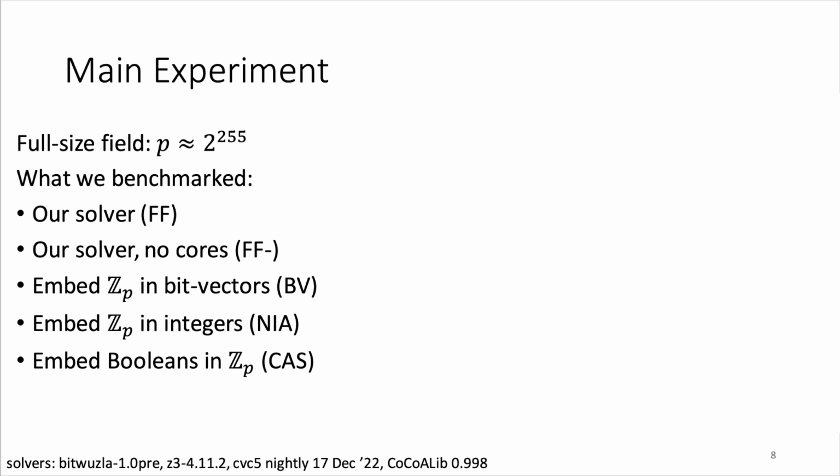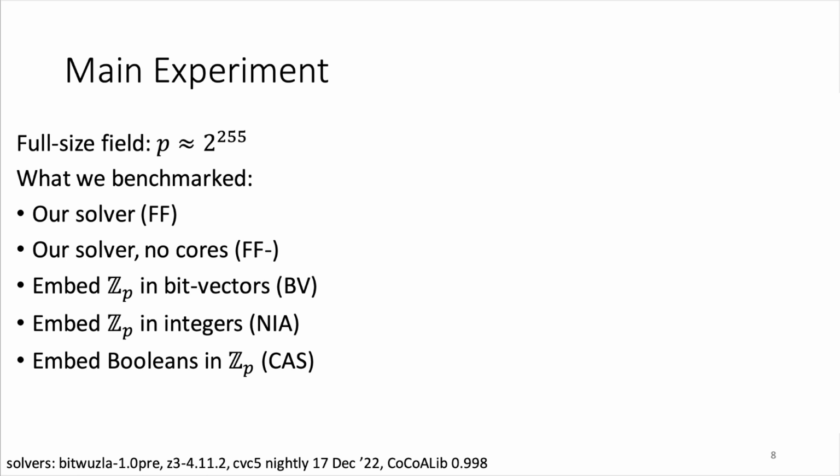In this experiment, we used a field of full size, 255 bits. It turns out that's what a particular zero-knowledge proof system uses. And we benchmark a number of different systems. We benchmark RSolver. We benchmark a dumber version of RSolver that I didn't talk about today. We also benchmark the approach where you take your field equations, turn them into bit vector equations, run the best bit vector solver in the world, which is Bitwuzla, on them. We also consider turning them into nonlinear integer equations using modulus operations. Here we would run one of the NIA solvers like Z3 or CVC5.